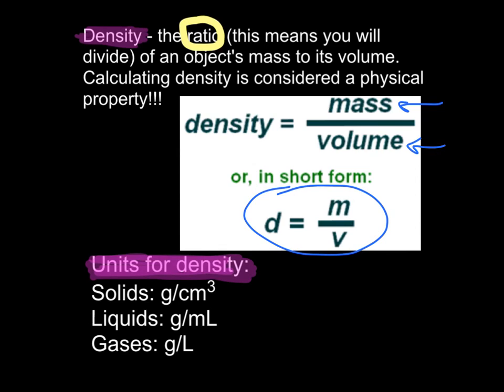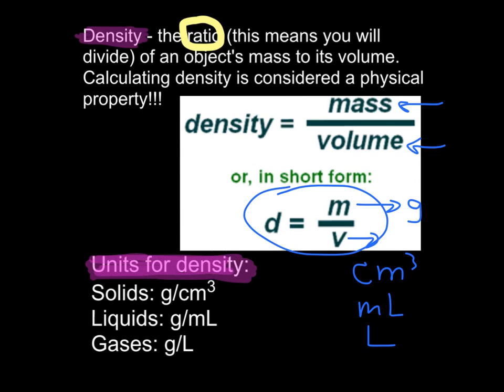Now, because this is a division problem, we're going to have different units. Mass has units of grams and kilograms and such, so we've got grams. And volume has various units. If we're in solids, we're going to be using centimeters cubed. If we have a liquid, we'll use milliliters. And if we have a gas, we're going to use liters.